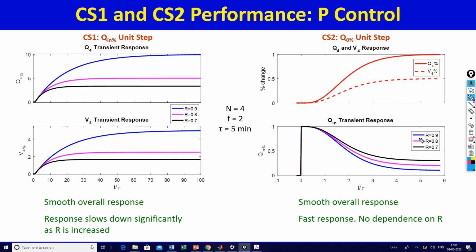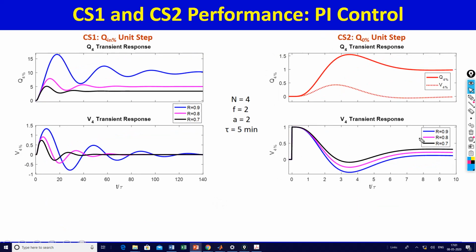Now that we are done till here, let's continue. Let's look at PI control. If you look at PI control, CS1, you can see that when R is 0.9, Q4 response settles at 10. That's the first subplot in the first figure. The blue curve, however, is quite oscillatory. It takes forever to settle.